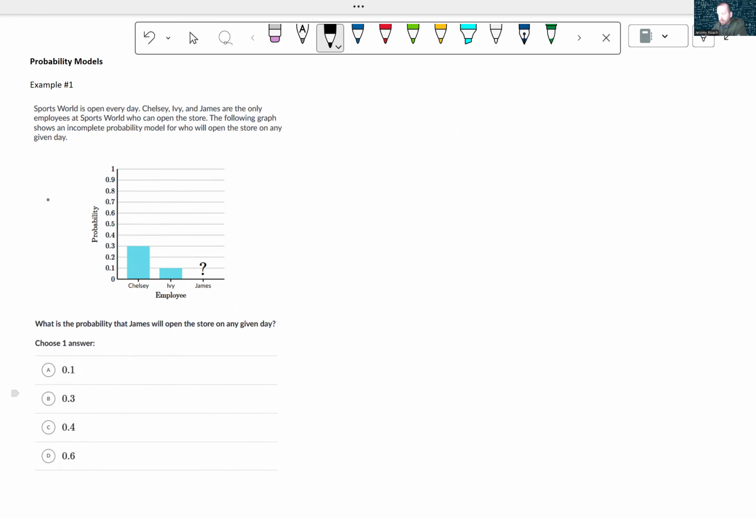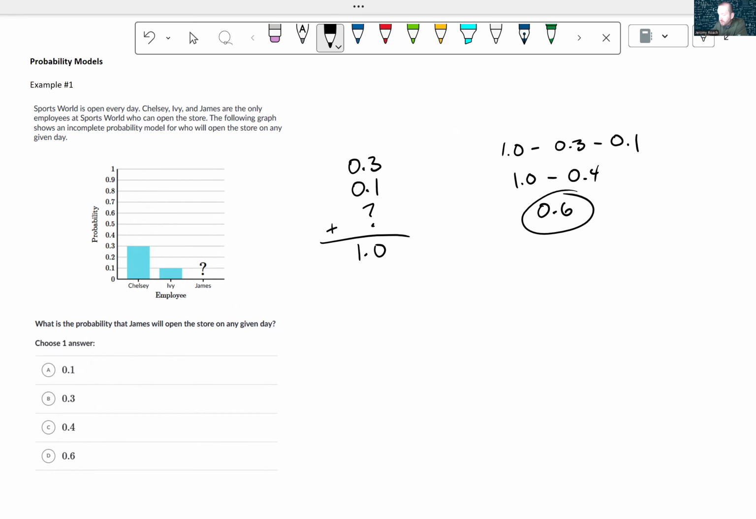So if there's only these 3 people working, all of the probabilities should add to 1.0, or 100%. So Chelsea is 0.3. Ivy is 0.1, and then plus something is going to equal 1.0. Well, we can just say 1.0 minus 0.3 minus 0.1, 1.0 minus 0.4, which is 0.6. So that's all we have to do for this problem, just knowing that all of our probabilities add to 1.